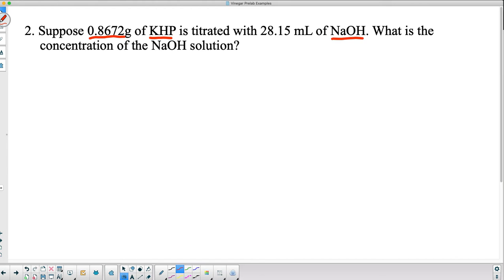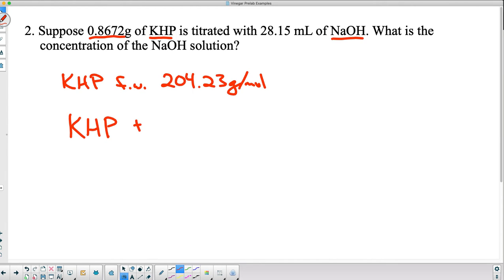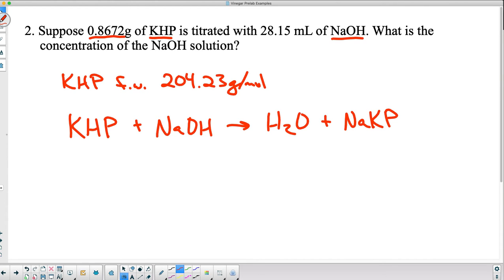This, I should let you know, KHP is potassium hydrogen phthalate. It has a formula weight of 204.23 grams per mole. Okay, that's good to know. You should also know that KHP reacts with sodium hydroxide, and on the other side we form water, as we do with most acid-base reactions, and sodium potassium phthalate. Okay, now, that's all you need to know, that it's a 1-to-1 ratio, because that makes our math then a lot easier.